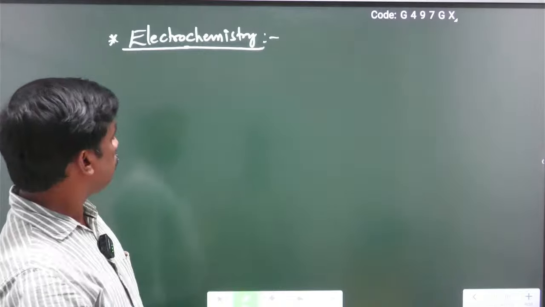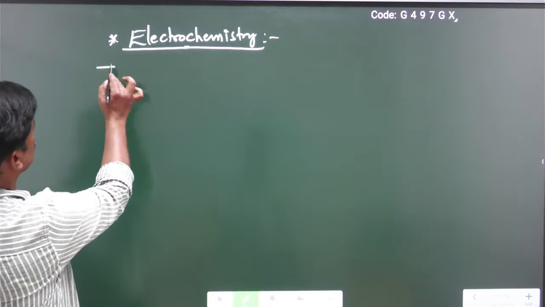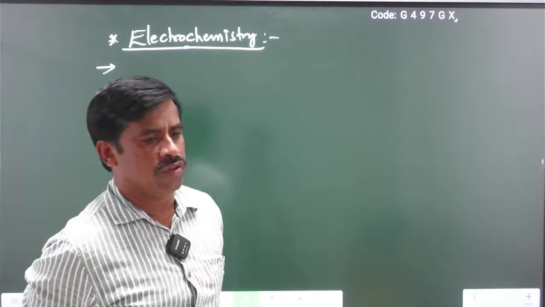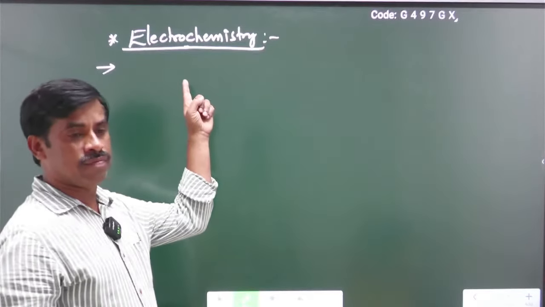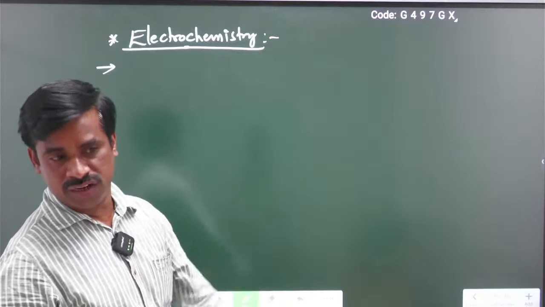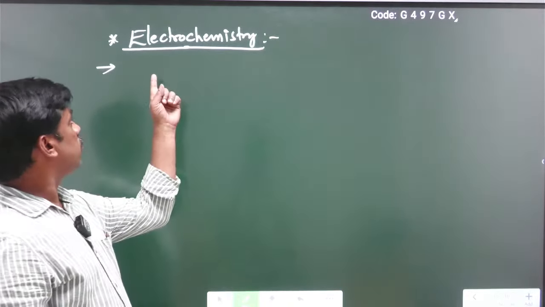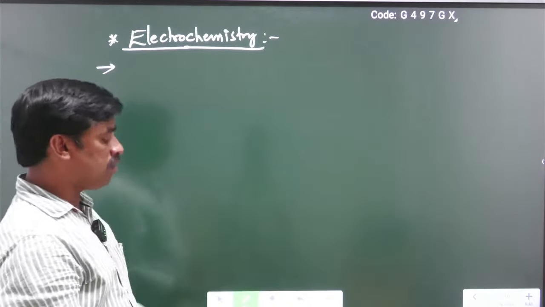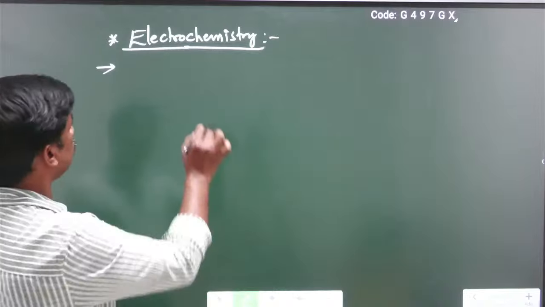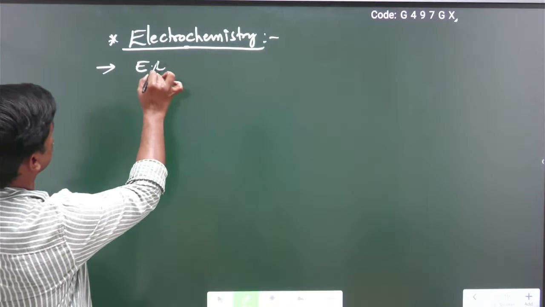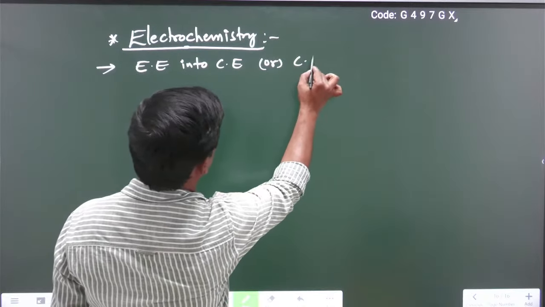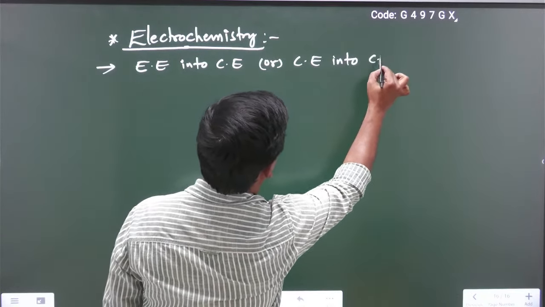We have these in the syllabus. Before going into them, I am going to introduce electrochemistry. Electrochemistry is a branch of physical chemistry which deals with the relationship between electrical energy and chemical energy. Once again, what is electrochemistry? It is a branch of physical chemistry which deals with the relationship between electrical energy and chemical energy, and vice versa: electrical energy into chemical energy, or chemical energy into electrical energy.